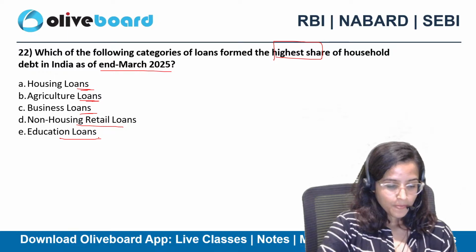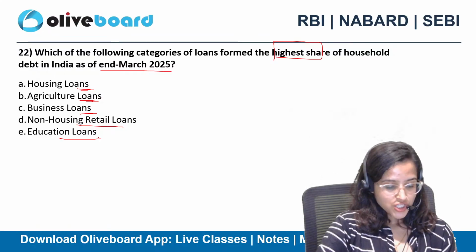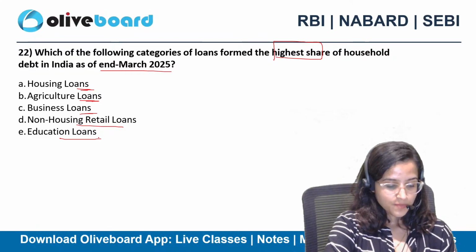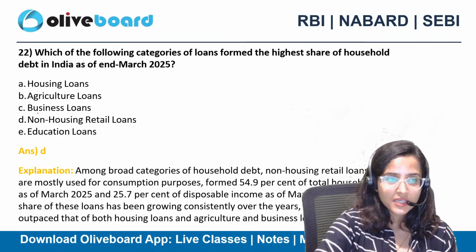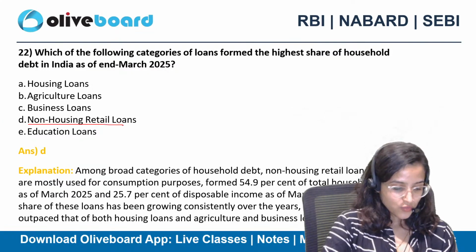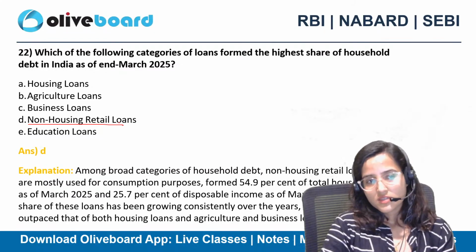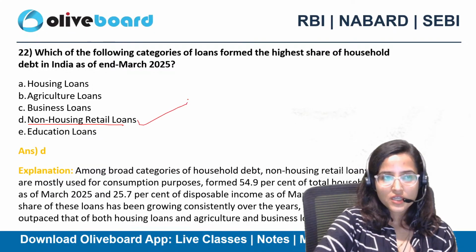22nd. Vigyan and Ashish have given me D as the answer. John says A. Anurag says B. The answer is D. Non housing retail loans. So, Vigyan and Ashish have given me the correct answer. So, it is the non housing retail loans.